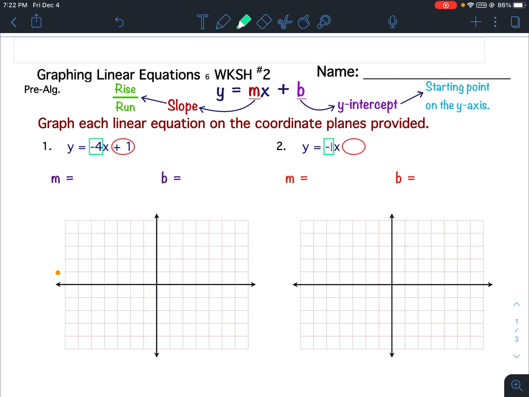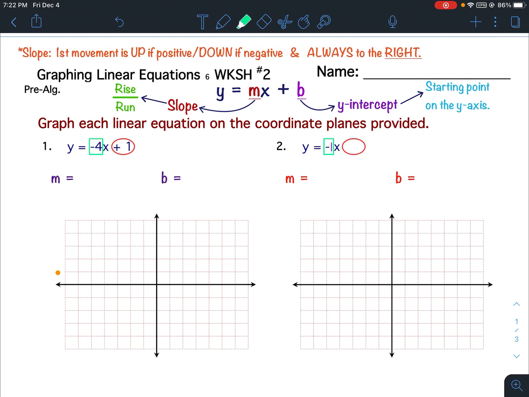Now, when you're graphing your slope, your first movement is either going to be up if it's positive and then to the right, or down if it's negative and then to the right. It is always to the right. That's because when you write down the slope, if it's negative, you put that negative with the numerator, which means your rise is what's negative. But the denominator is still a positive number, so the run will always be positive. And if the run is positive, you go to the right.